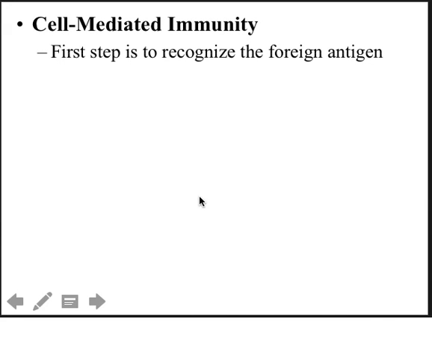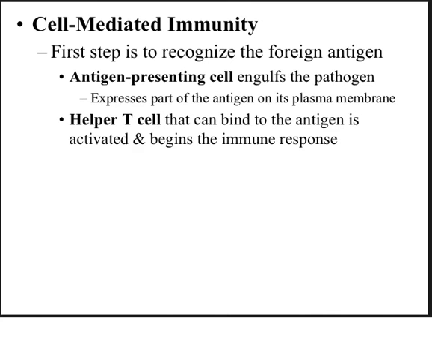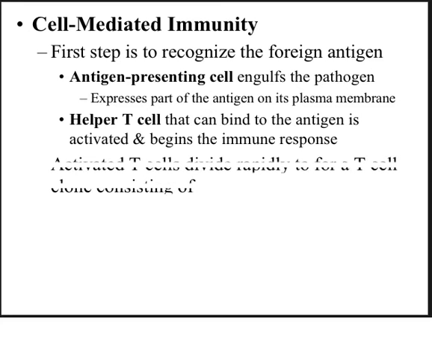So with cell-mediated immunity, the first step is to recognize the foreign presented antigen. Antigen-presenting cells engulf the pathogen and express part of the antigen on the plasma membrane along with a major histocompatibility protein, which you could think of as like an hors d'oeuvre tray, and the antigen being the hors d'oeuvre. The helper T cell can bind to the presented antigen, and then it secretes interleukins that will stimulate B and cytotoxic T cells that have the same specificity.